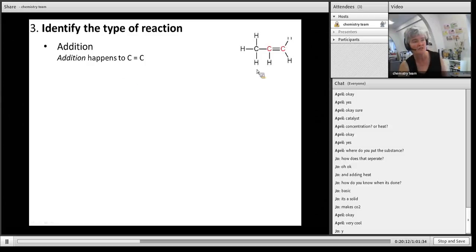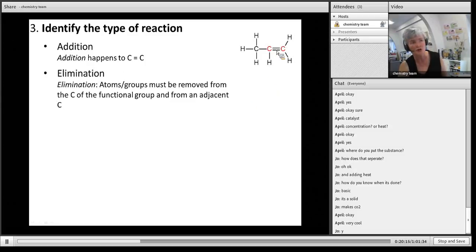So those can add on to those two red carbons. Can't add on to here, of course, because this carbon is saturated. It's already got its 4 bonds. Carbonyls can also be added onto, but you don't really do reactions there.